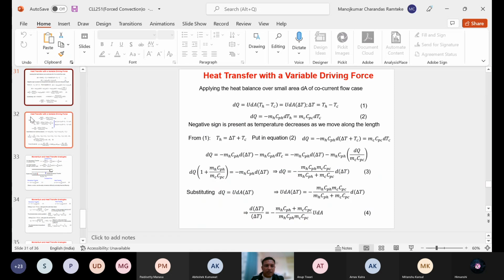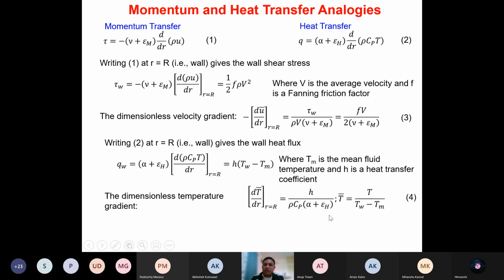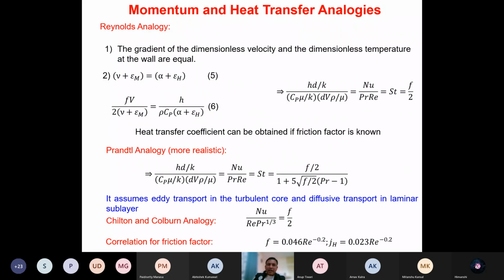So this is what we have seen in the last class. Towards the end we started looking at the analogies. We said that by doing the analogy between momentum transfer and heat transfer, finally we will be able to calculate the transfer coefficient. There are different analogies given. The first analogy is Reynolds analogy.